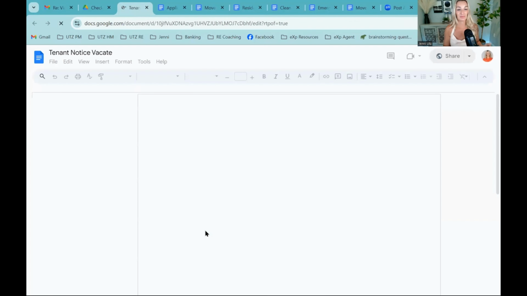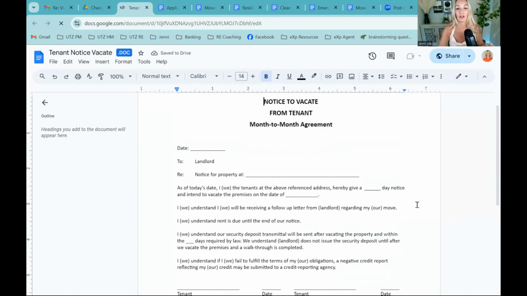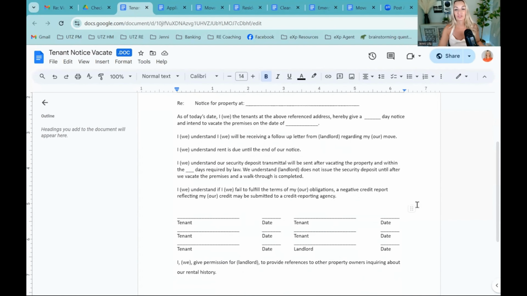Tenant notice to vacate. Here's another document. We can go from month-to-month agreements, change those around.